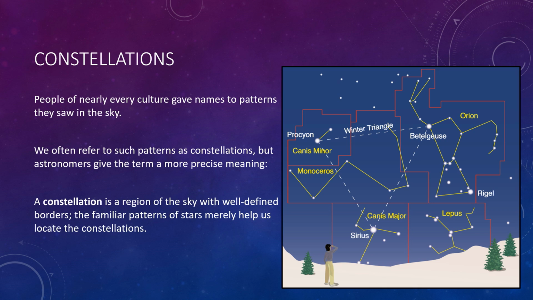Just as every spot of land in the continental United States is part of some state, every point in the sky belongs to some constellation. So you can almost think of constellations as states of the night sky, or the sky in general.